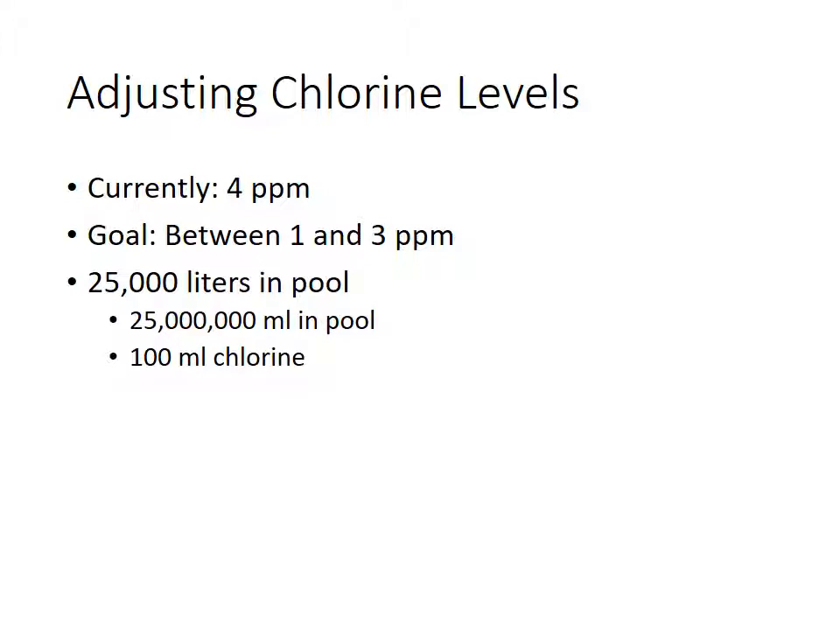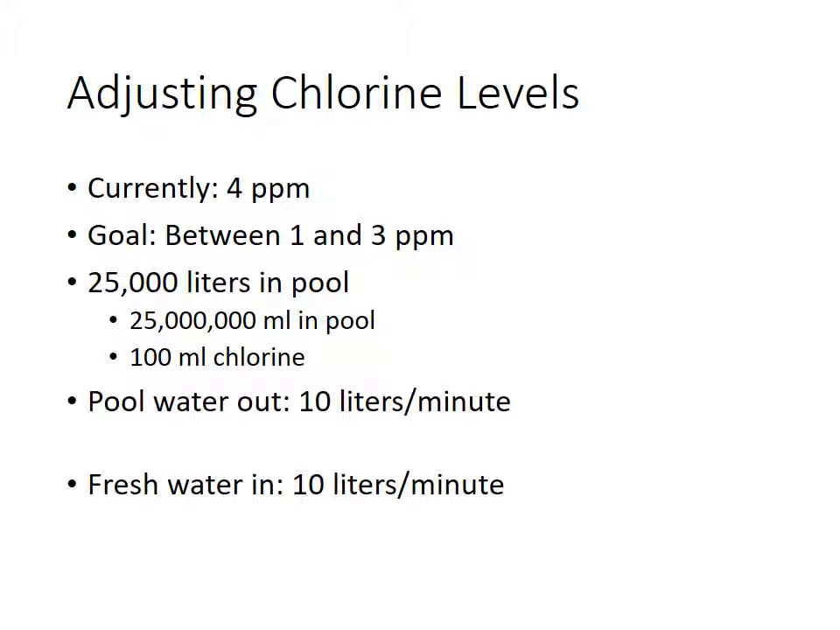A few more details. Let's say that the pool holds 25,000 liters of water, and that's pretty typical for a standard size above ground pool. That means you'd have 25 million milliliters of liquid in the pool. And since 4 parts per million are chlorine, that means you would have 100 milliliters of chlorine in the pool.